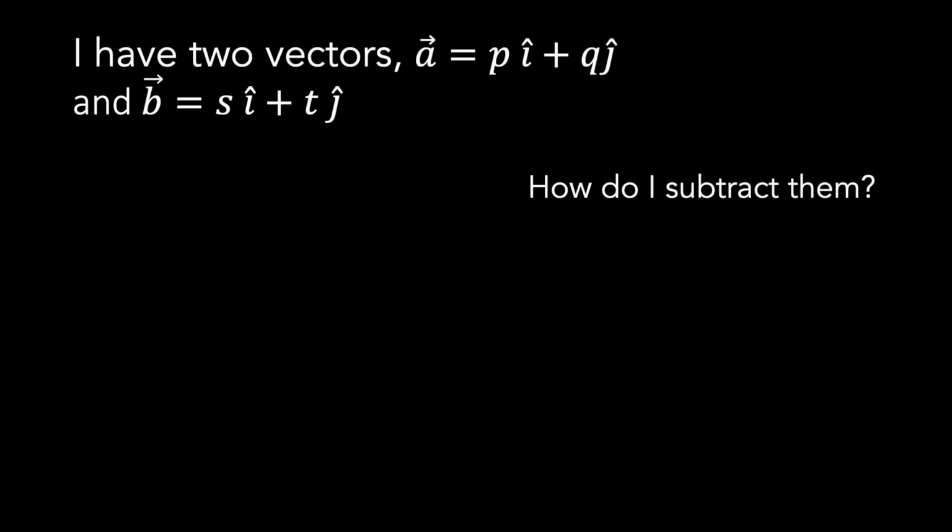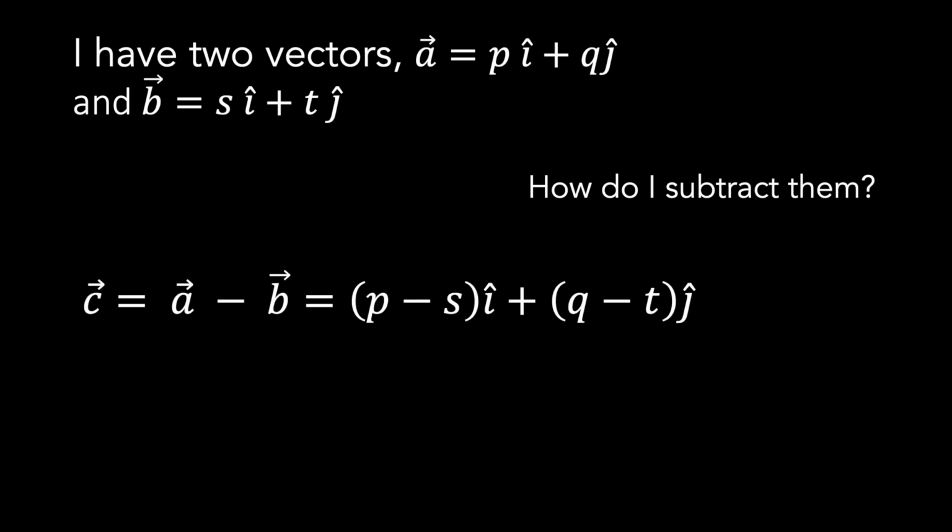Now imagine I have two vectors and I want to subtract them. Let's keep the same vectors. Well, my new vector c, which is the difference between a and b, is just the difference between the components in each direction. So my new vector c is p minus s in the i hat direction and q minus t in the j hat direction.